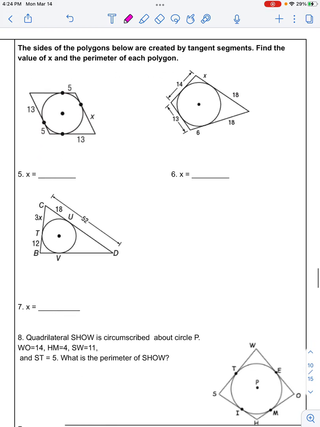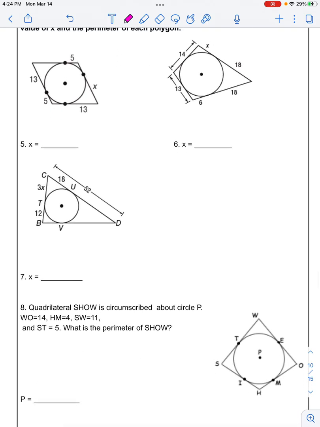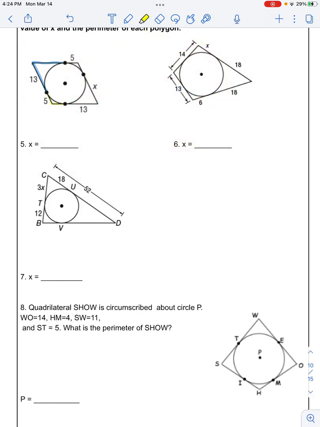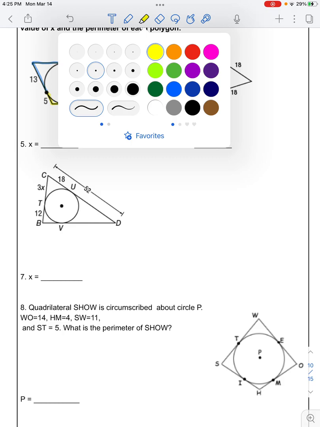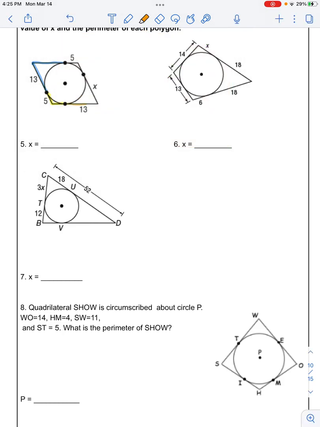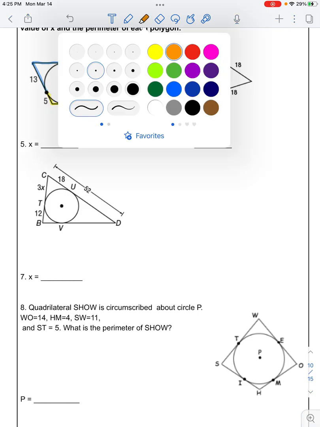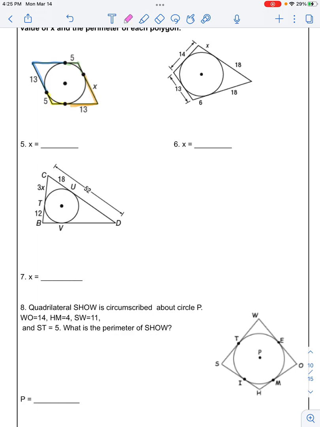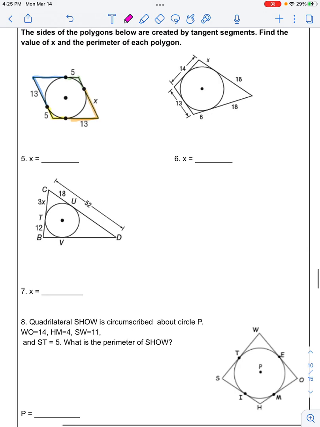Now let's look at some more of these. These are a little more complicated because we have multiple party hats. And in this case, I think it's helpful for you to go in and highlight your party hats in a different color so that you won't get them confused, because usually you want to start using the tangents and you don't pay attention to the party hat part. You'll want to combine them, like use a green and an orange together. So it says to find the value of X and the perimeter.